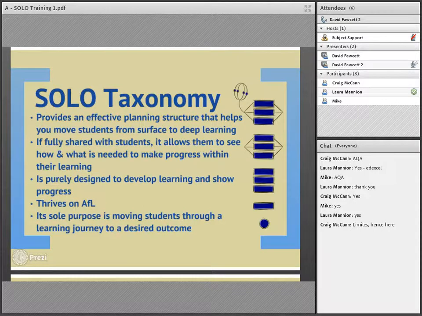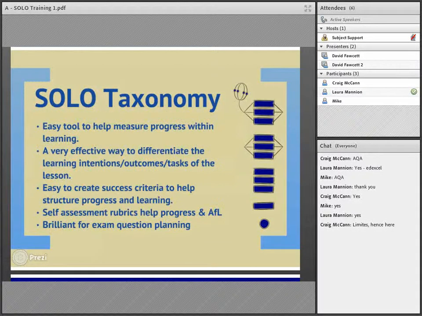So the jargon is helpful when you're introducing it, but you don't need to stick to it as you go through. It's a great way of showing progress, which I'll show you in a moment, and there are lots of opportunities for feedback, AFL, so students can see that they're going from one level to the next. Hopefully as we go through, I'm going to show you different ways that you can use it to measure progress.